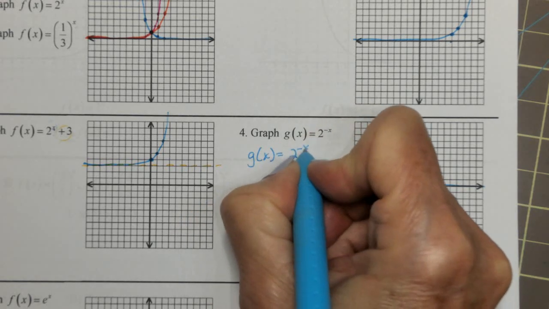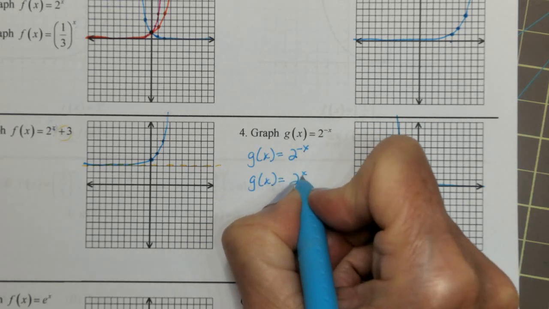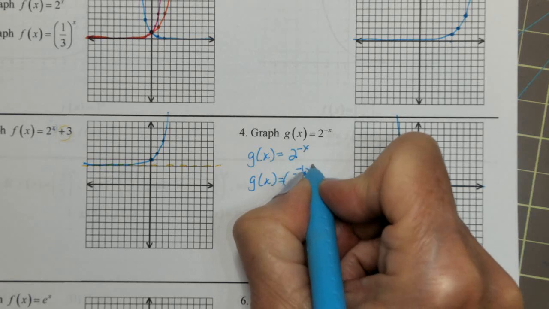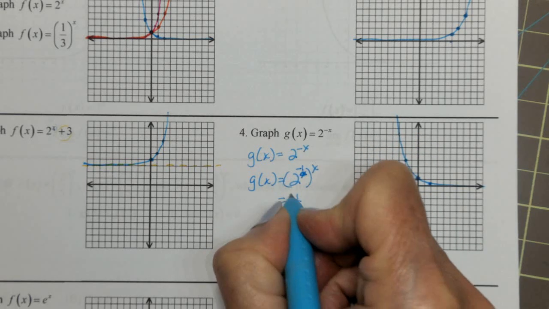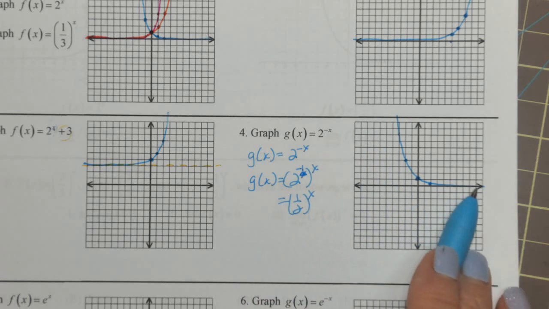The other way that we could have looked at this is, I have g of x is 2 to the negative x. That is 2 to the negative 1 to the x, and that is 1/2 to the x power. And that's very similar. That is a decay. Remember, this is less than 1. We're looking at decay.